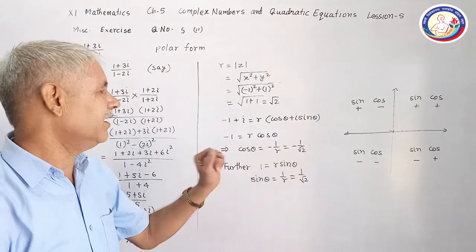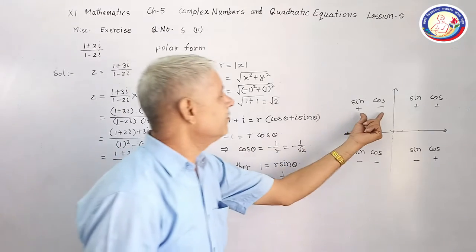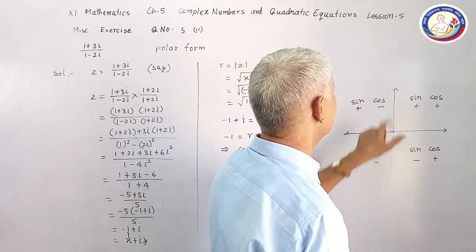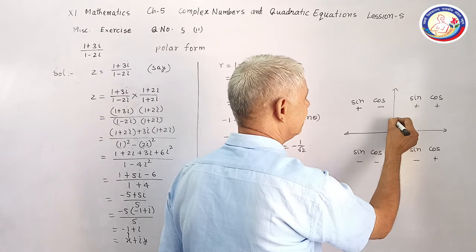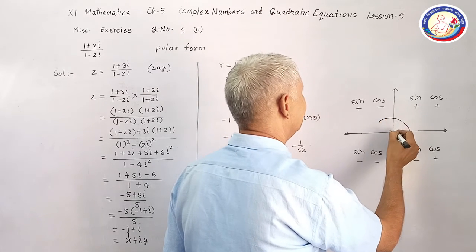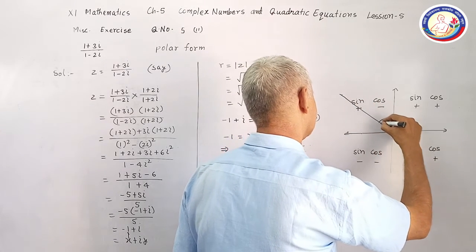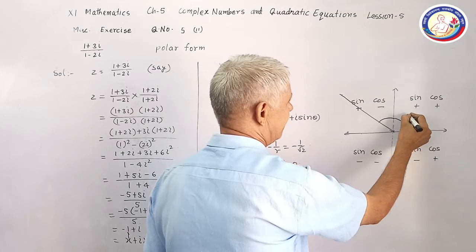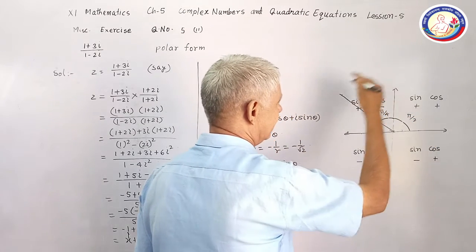So what is the condition here? Cosine is negative and sine is positive. So the angle will lie in this quadrant. It means it will be pi by 2 up to this point, and then again 45 degree or pi by 4. So the angle will be this. So pi by 2 plus pi by 4 here.